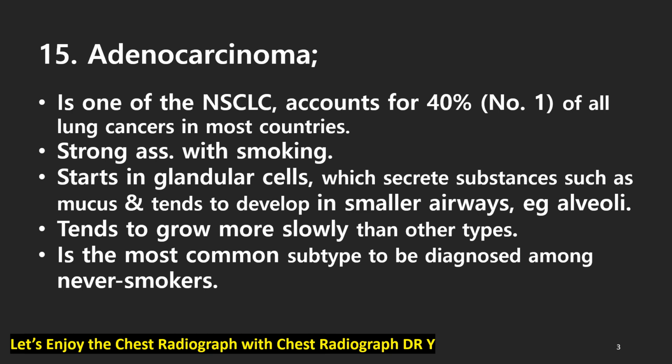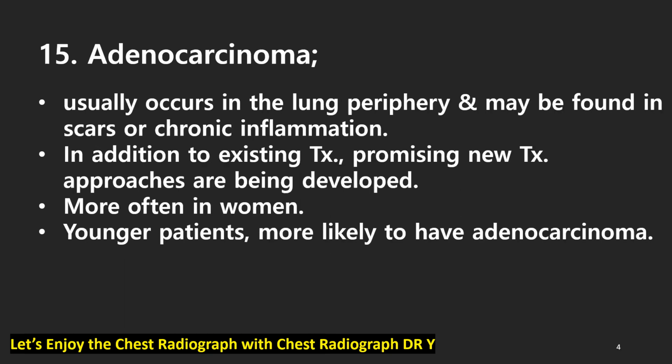Adenocarcinoma tends to grow more slowly than other subtypes of lung cancer. Adenocarcinoma is the most common subtype to be diagnosed among never smokers. Adenocarcinoma usually occurs in the lung periphery and may be found in scars or in areas of chronic inflammation. In addition to existing treatment, promising new treatment approaches are being developed in adenocarcinoma therapy. Adenocarcinoma is more often found in women. In younger patients, adenocarcinoma is more likely to occur than any other subtype.